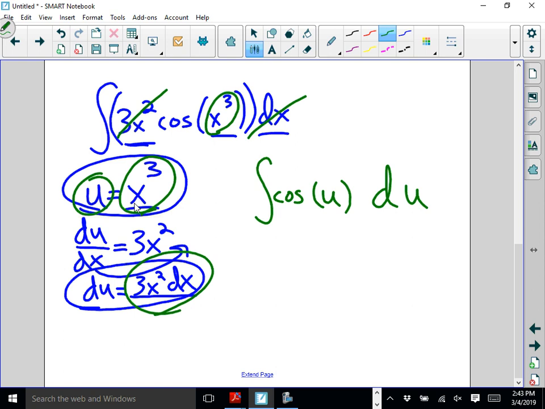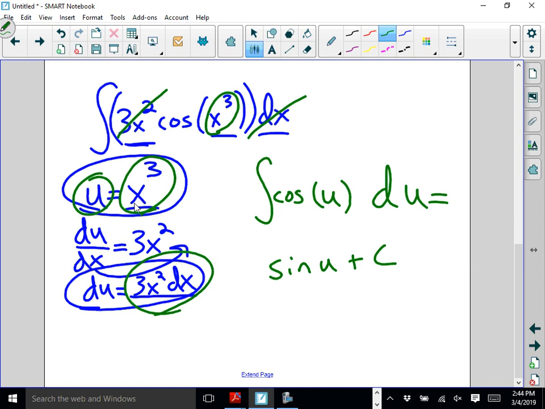This is indefinite, right? So I don't have to worry about the numbers. So this must equal, well, what's the antiderivative of cosine u? Well, that would be sine of u plus c. Now, since the question was asked in terms of x, my answer must be given in terms of x. Right now, my answer is in terms of u. So once I get my antiderivative, now I can go back and make it in terms of x.